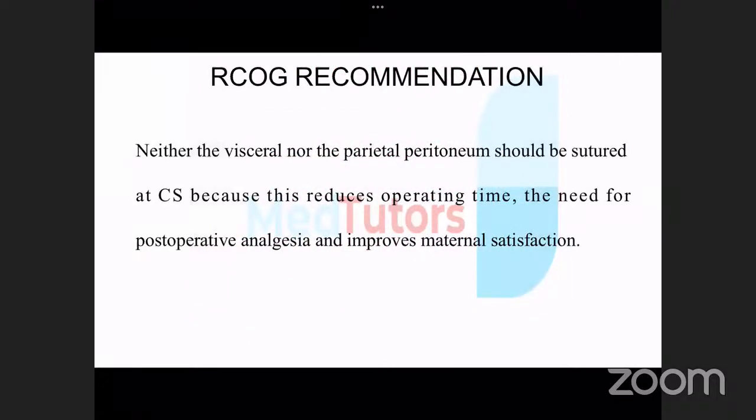The RCOG recommendation, the Royal College of Obstetricians and Gynaecologists, recommends neither the closure of the visceral peritoneum nor the parietal peritoneum at CS, because doing it increases operation time and therefore also increases the need for post-operative analgesia. And so to them, you should not close the visceral peritoneum or the parietal peritoneum. We do close them for you. Next slide.